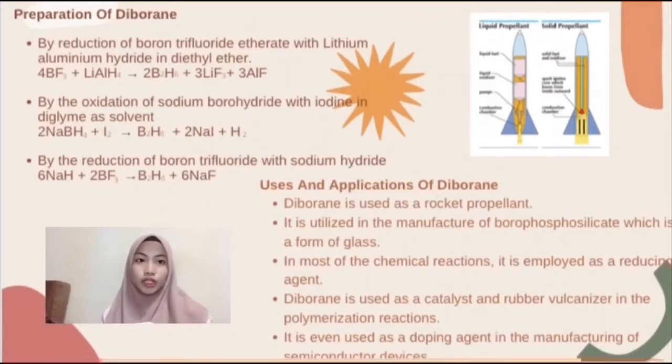Let's move on to the uses and applications of diborane. Diborane is one of the chemical substances that has many applications in various fields. It is used as a rocket propellant, and it is utilized in the manufacture of borophosphosilicate, which is a form of glass. In most chemical reactions, diborane is employed as a reducing agent. Diborane is also used as a catalyst and rubber vulcanizer in polymerization reactions, and it is even used as a doping agent in the manufacturing of semiconductor devices.